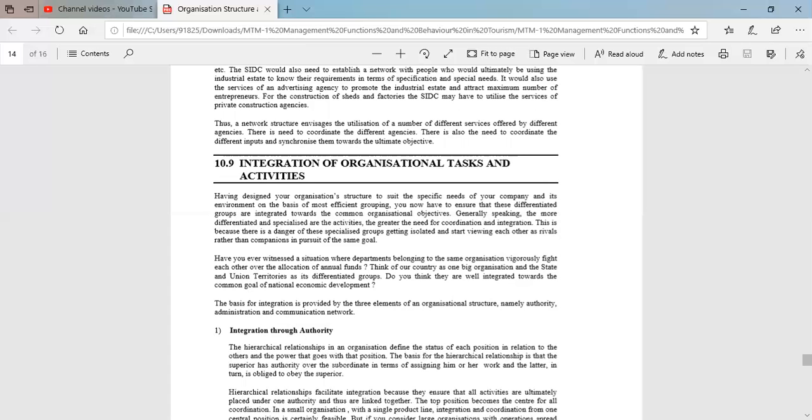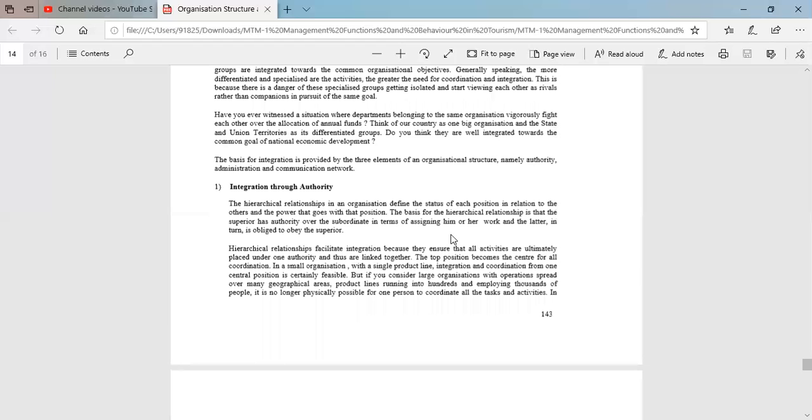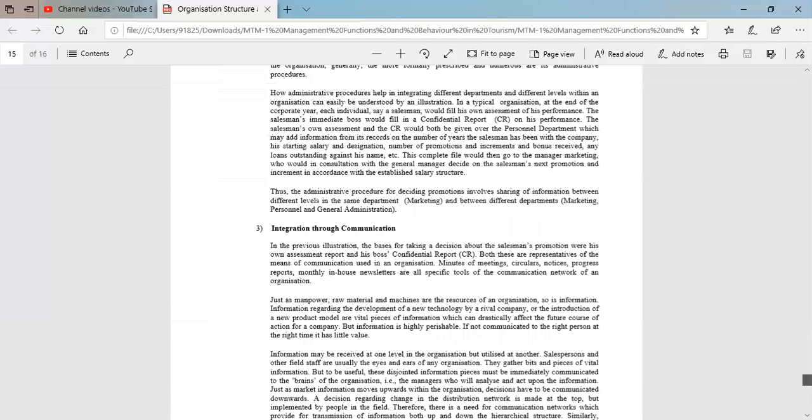So integration through authority. How is integration done? Integration through authority means the board of directors is superior, so they integrate it. It is done at every level, and it is done in private organizations, okay? Integration through authority, always remember. Because it is more strict in private, right?